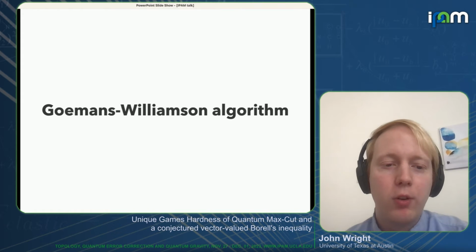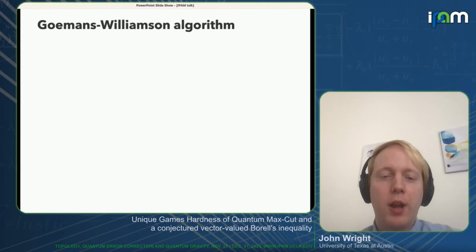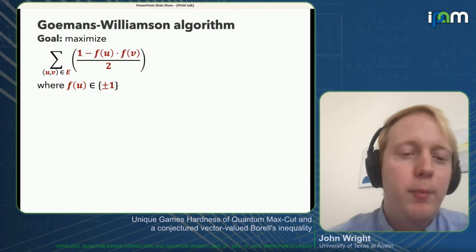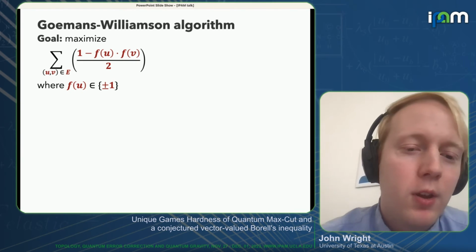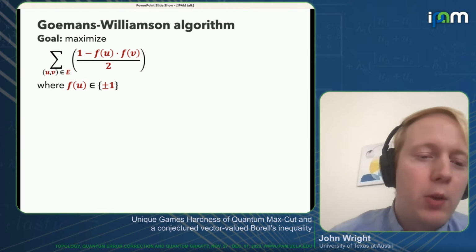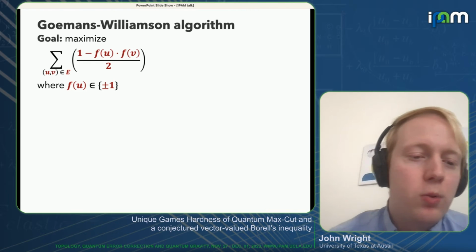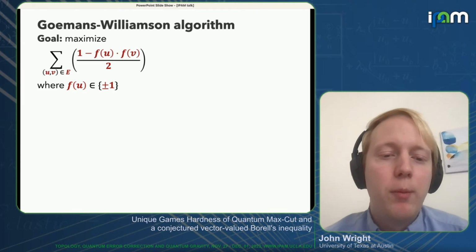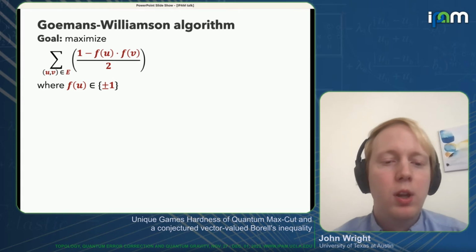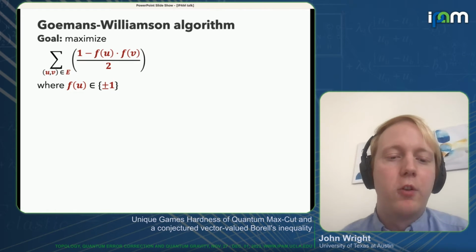All right, so the Goemans-Williamson algorithm is an algorithm to solve the max cut problem. Let me remind you what the max cut problem is. Your goal is to maximize the following expression: the sum over all edges uv of (1 minus f_u times f_v) over 2, where f of u is always either plus or minus 1.